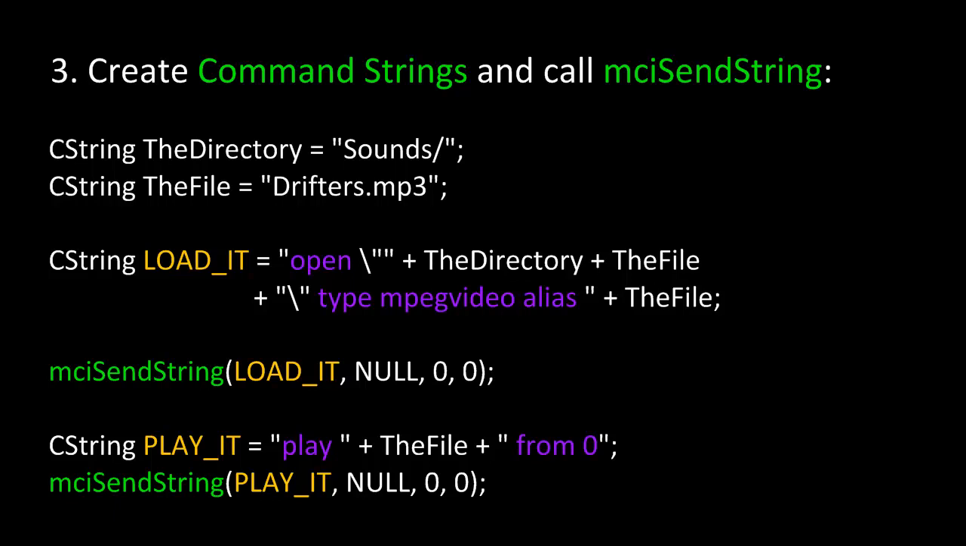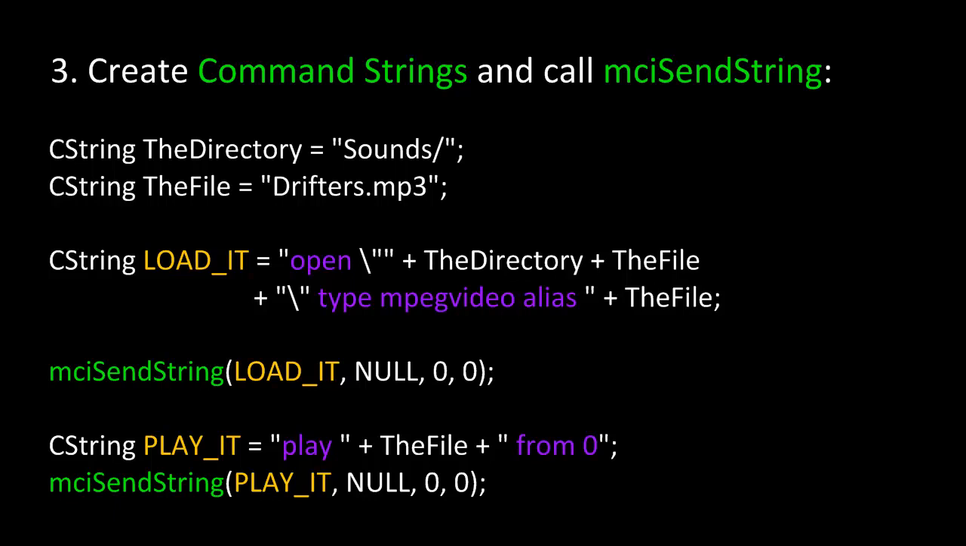Here are two C strings, one's the directory and one's the file. The third C string I'm instantiating, I'm going to create a text-based command, open, and then I pass in the directory and the file, and then type MPEGVideo alias, since it's an MP3 file, and then the alias, which is just the file name. I then take that whole string after it's been concatenated together, and I pass it in as an argument to mciSendString with NULL and 0, 0. This will open and load the file.